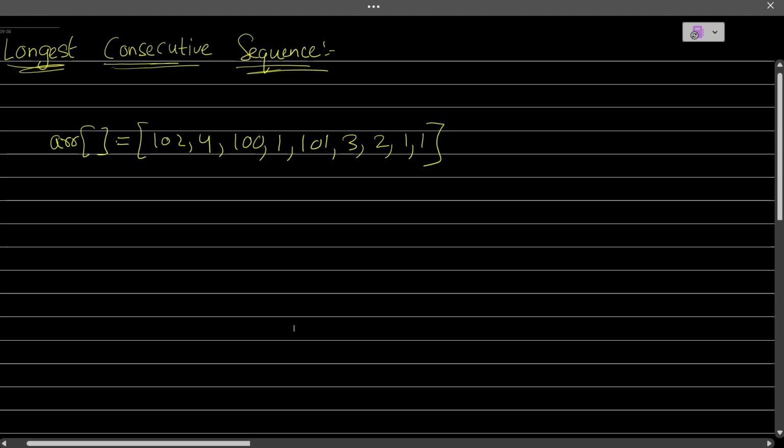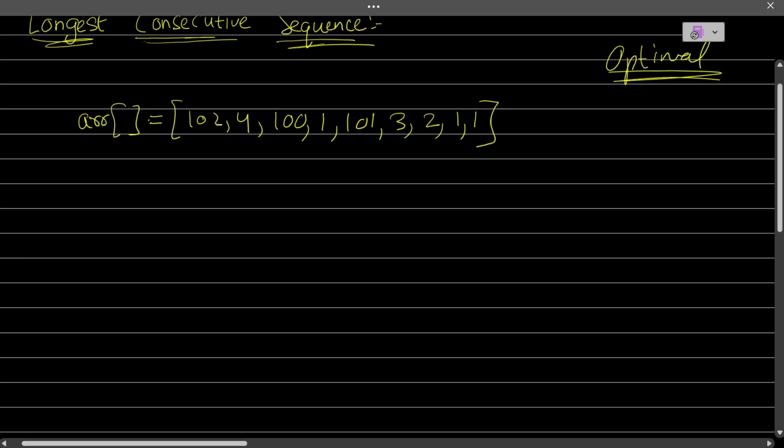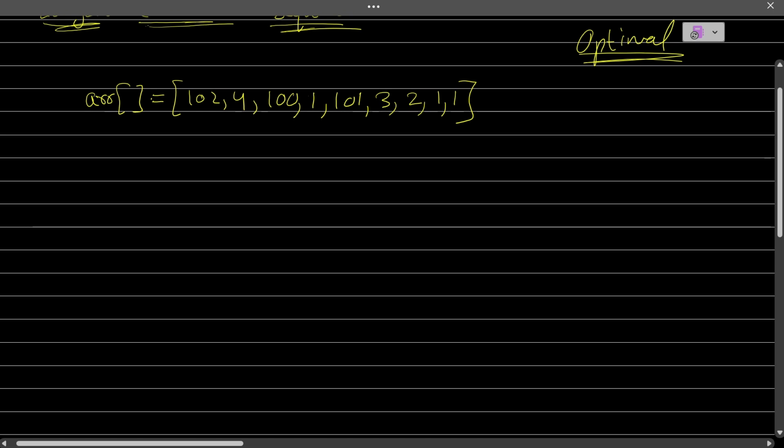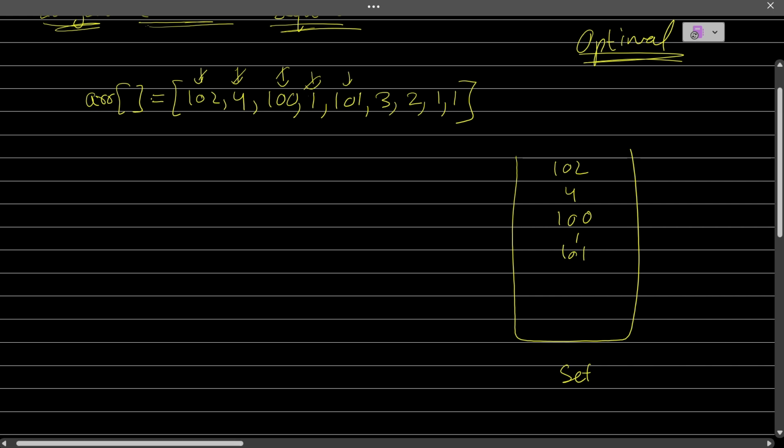Now we are going to discuss the optimal solution for the longest consecutive sequence. For the optimal solution, I'm going to use a set data structure. As it is a set, I'm going to insert the elements. I say 102, put into the set, 104, 100, 1, 101, 3, and 2, put into the set.